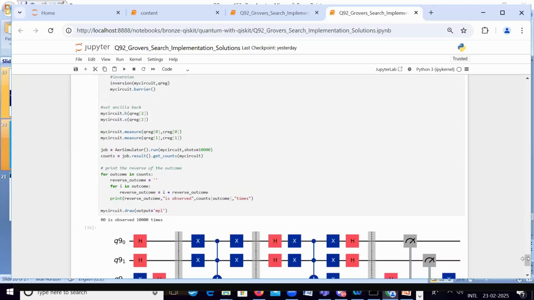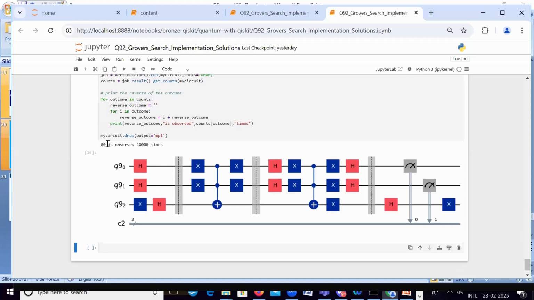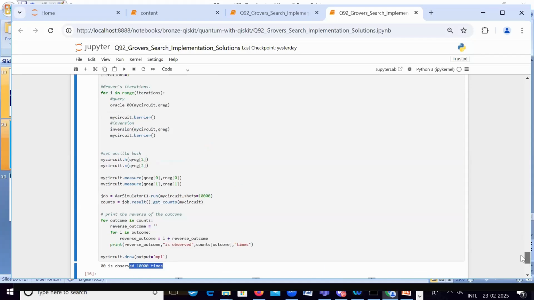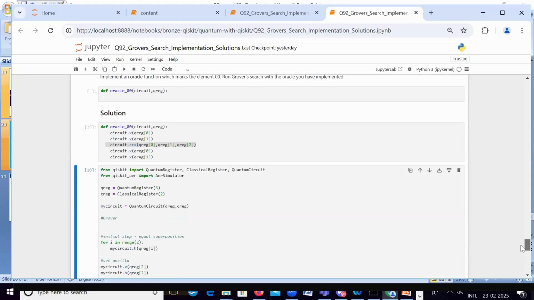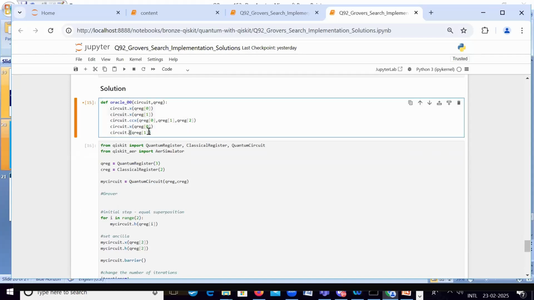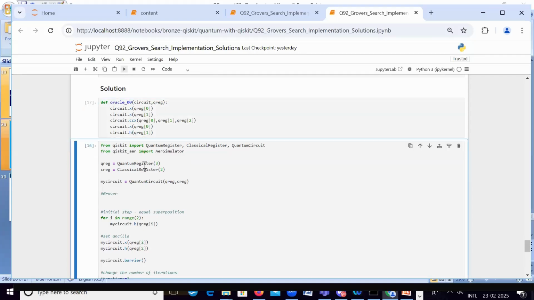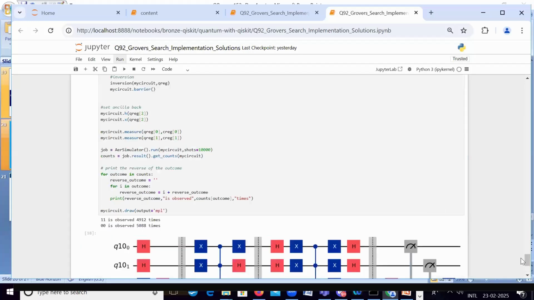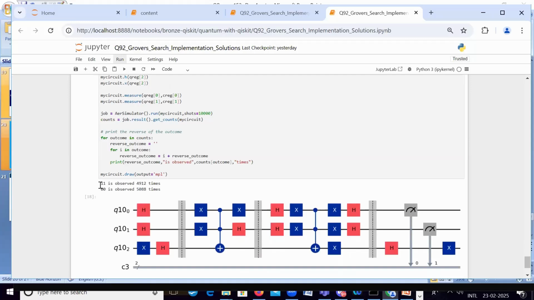Here it is clearly shown that 0, 0 is observed the maximum number of times. If there is even a small change in the oracle function, we can see the effect. Let's see this effect. Instead of this one, suppose this should be H. Now, instead of reversing, it puts the qubit in superposition, and in that case the outcome would be different. Now you can see this observation has changed.